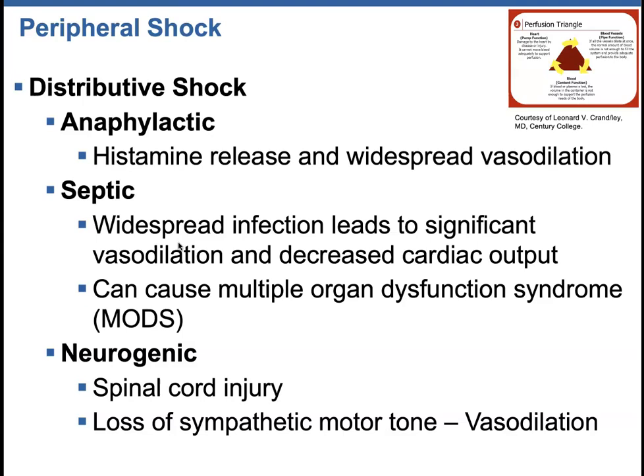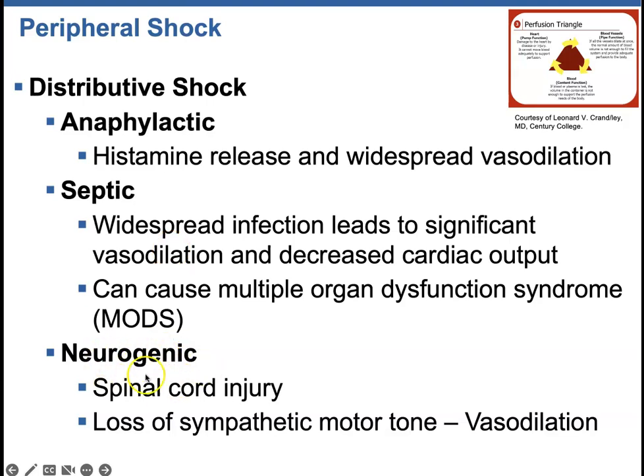And this widespread vasodilation is going to decrease cardiac output because it directly impacts venous return and coming back. And it can also cause multiple organ dysfunction syndrome, which we will talk about later when we get to more of the areas about blood flow.